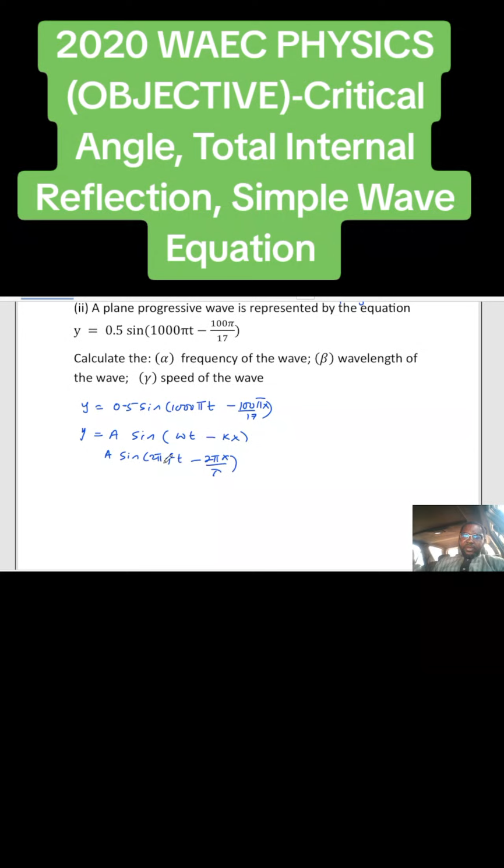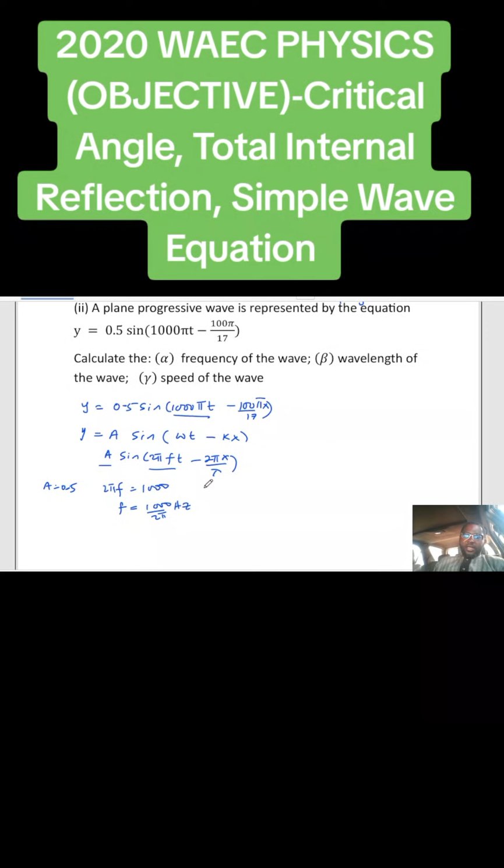Now if you compare these two very well, we should be able to tell what we are looking for. For example, in terms of frequency, if you compare everything, you can see that amplitude is 0.5. Amplitude is the value attached to sine, so it's 0.5 here. Here you can see that 2 pi f t is 1000 pi t, so that means 2 pi f is equal to 1000 as t cancels out. So your frequency is going to be 1000 over 2 pi. You see that? That's easy. You can leave the answer that way, or you can substitute the value of pi, which is 3.142.